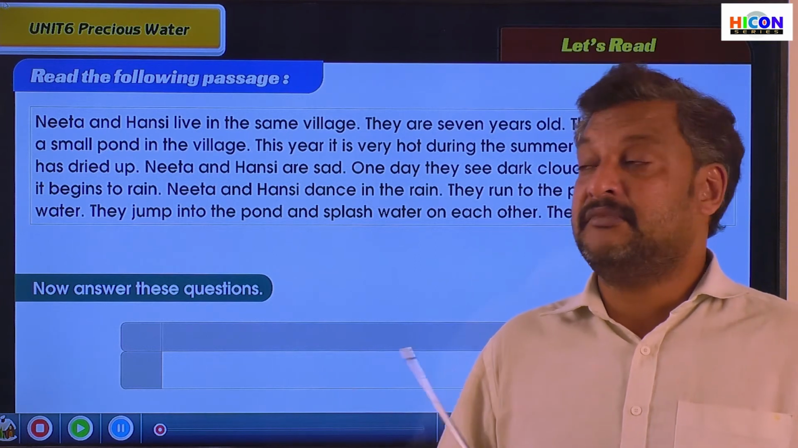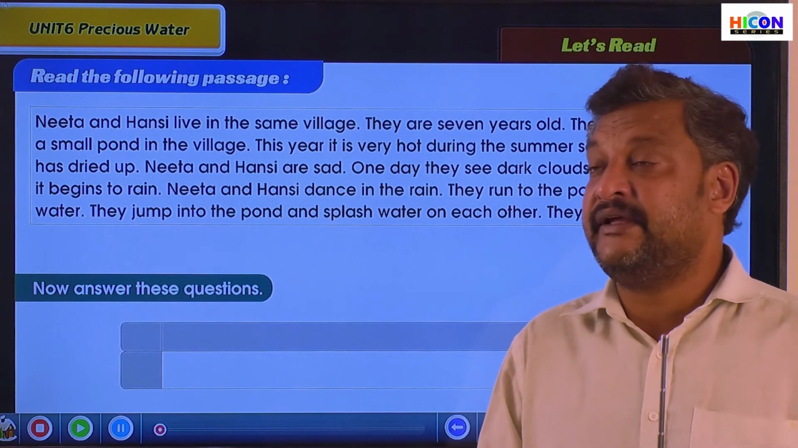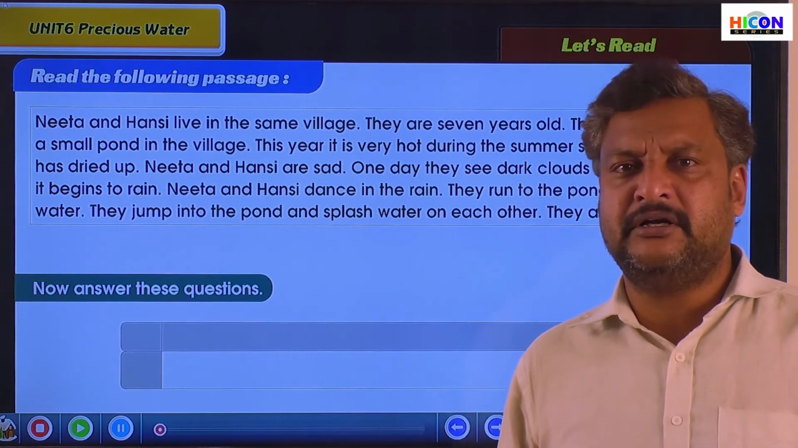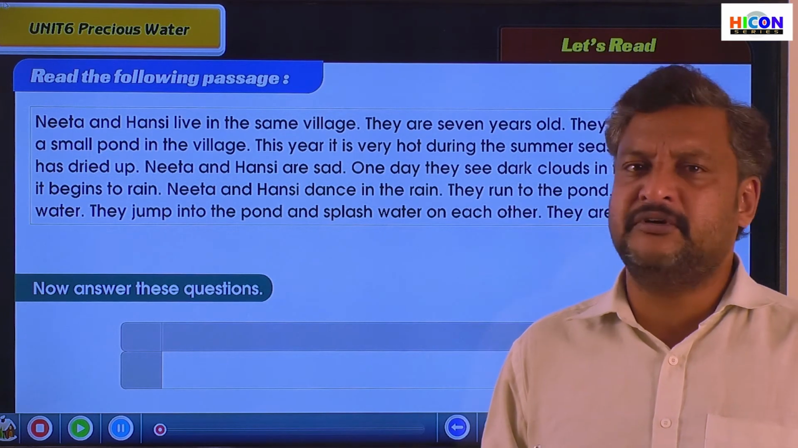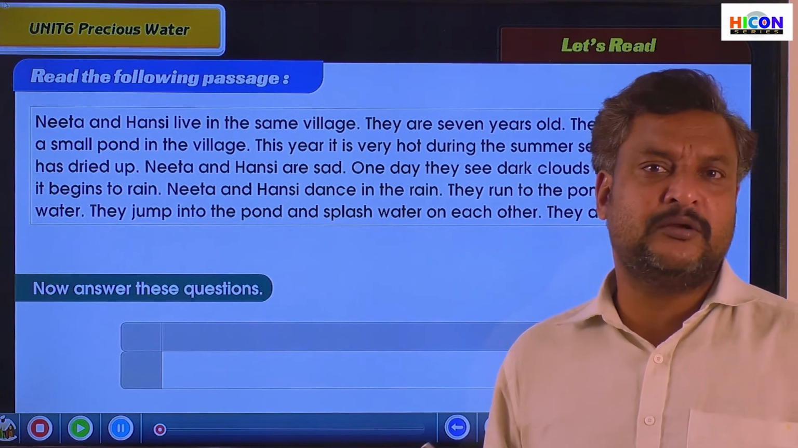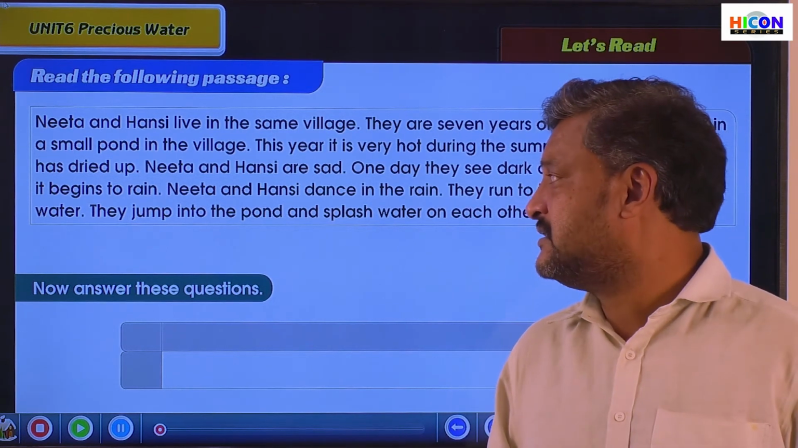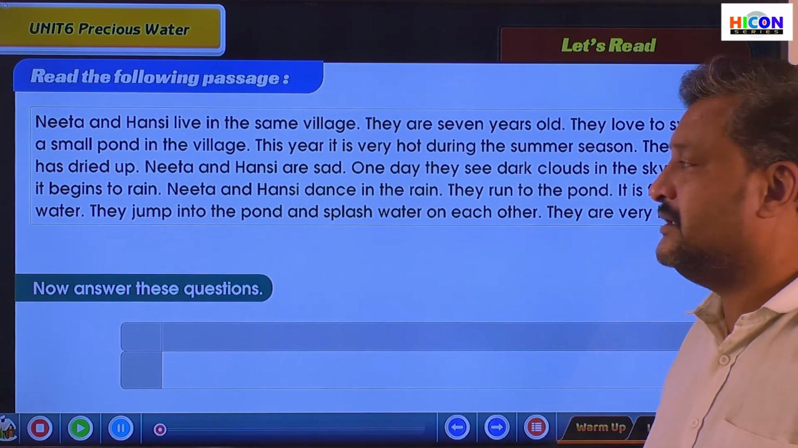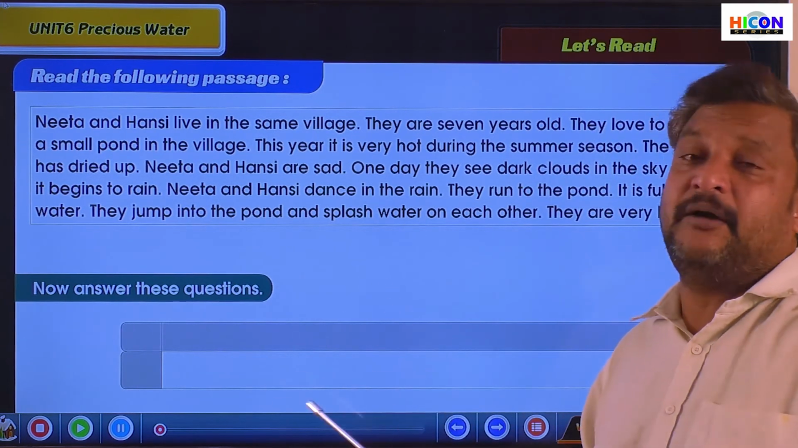Why? The summer has come to an end. It's rainy season now. There will be plenty of rain, plenty of water. The pond will be filled back with the water and they can go and play in that. So both these girls became happy. They started to dance in the rain because they were so happy.